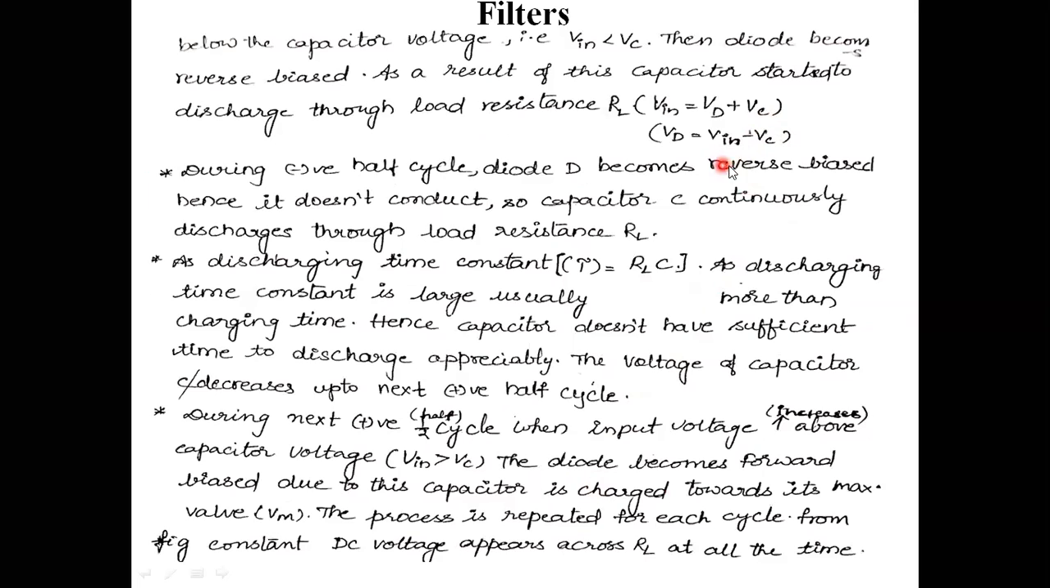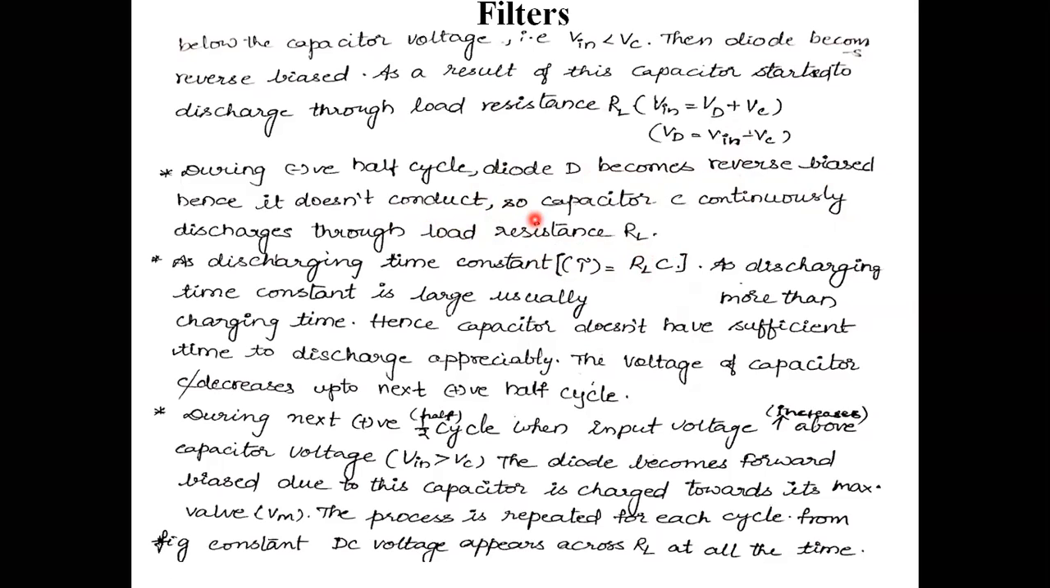That implies Vd, the voltage across the diode, is given by Vin minus Vc. Therefore, during the negative half cycle, diode D becomes reverse biased, hence it does not conduct. So capacitor C continuously discharges through the load resistance RL during the negative half cycle.